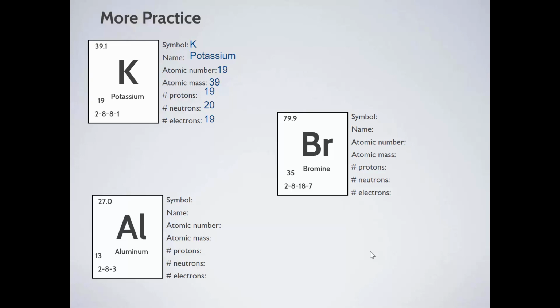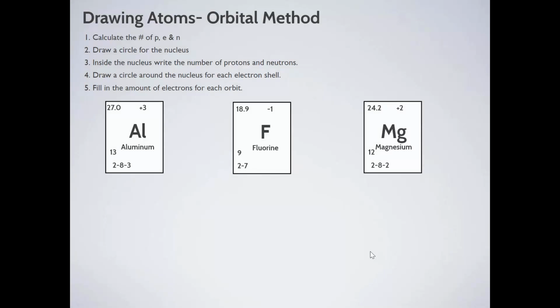Okay, Danielle, symbol. Name. Oh, shoot, I did the wrong one. Al. You did this one? Yeah. All right, aluminum. 13, 27, 13, 14, 13. Good. Bromine. Wyatt. 45. We don't need it. Okay.